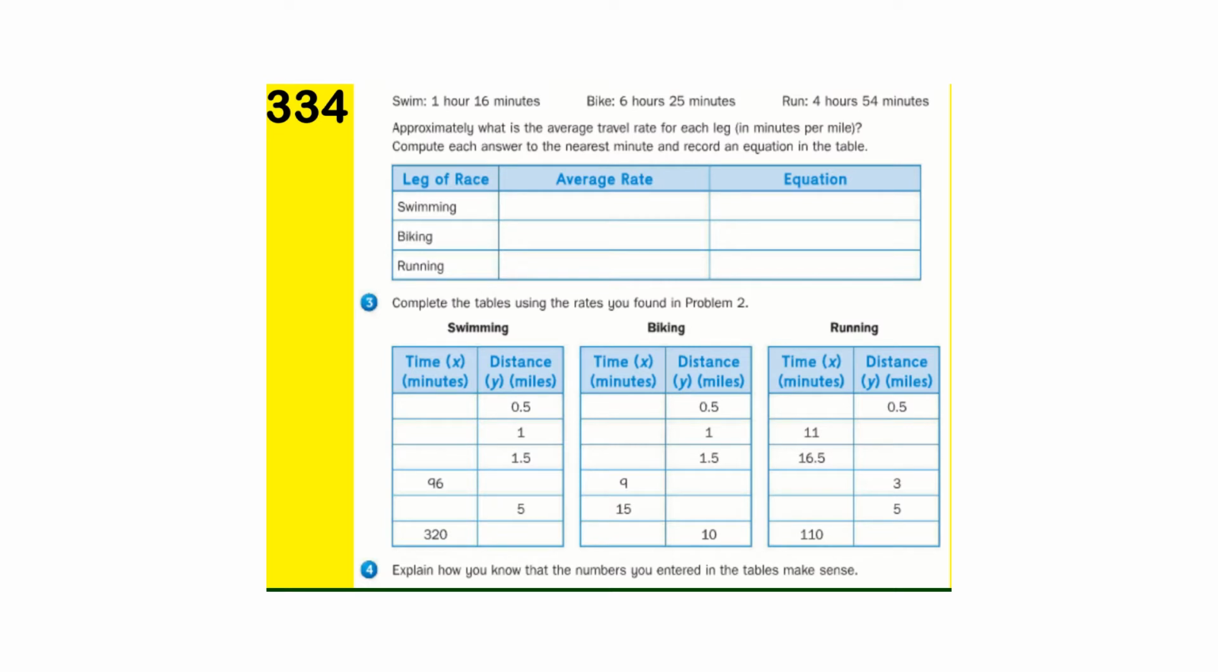Okay, the following statistics reflect the average times for completing each leg. So the average rate and then the equation. So the swimming, and the biking, and the running. Go ahead and pause and work those out if you can.